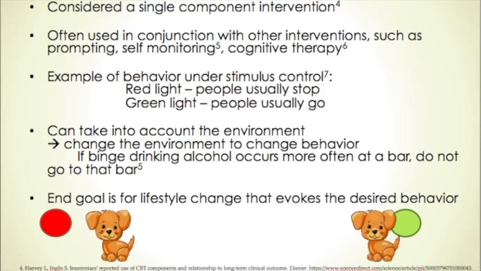One thing that's interesting about stimulus control theory is that it can take into account the environment. In my readings, there were a lot of examples that included people changing their environment to change their behavior. For example, someone who has an alcohol problem, if they reduced their exposure to a bar or general environments where they would be more prone to consume alcohol, then reducing exposure to those environments reduced their alcohol consumption. The end goal of stimulus control is to create a lifestyle change that will evoke the desired behavior. So the point is to create a habit that will lead to the outcomes you're looking for.